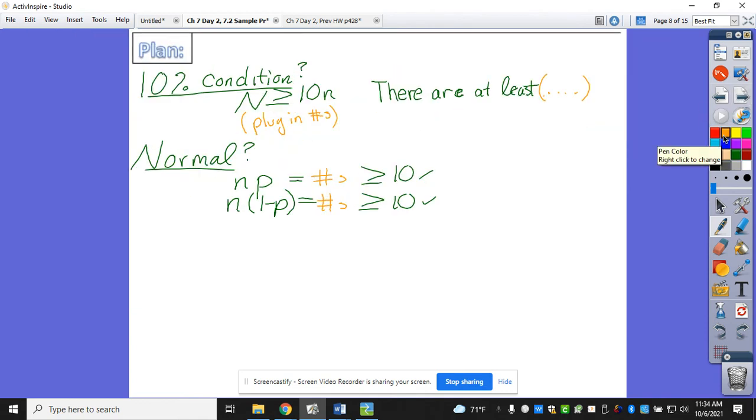And then once I have all that, I have to write out to the side. There are what this time? And I'm going to write in sample.